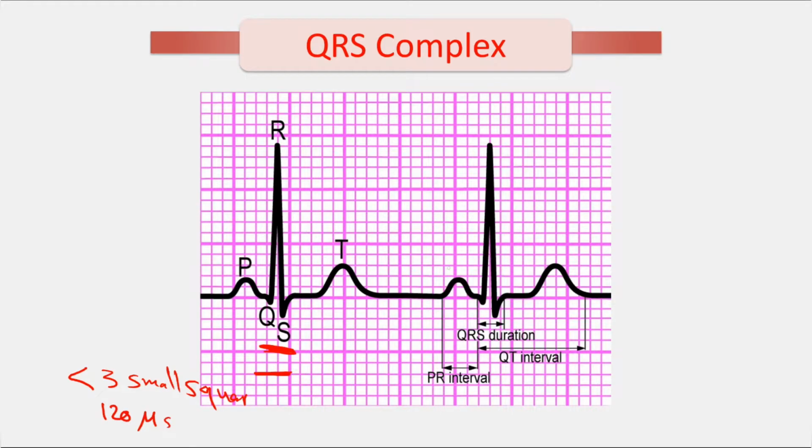The PR interval, which starts from the start of the P to the R, should be between 3 to 5 small squares, which equals 120 to 200 milliseconds. And the QT interval usually is between 350 to 450 milliseconds. Today we are talking about tachyarrhythmia.